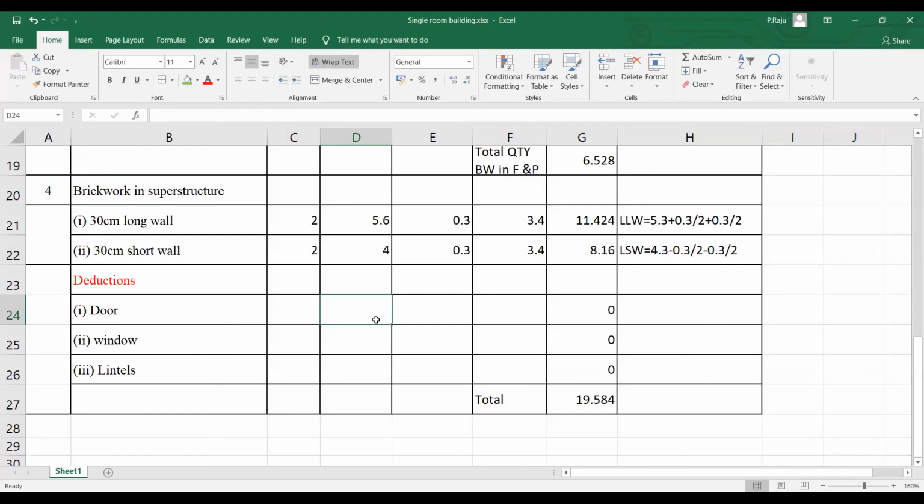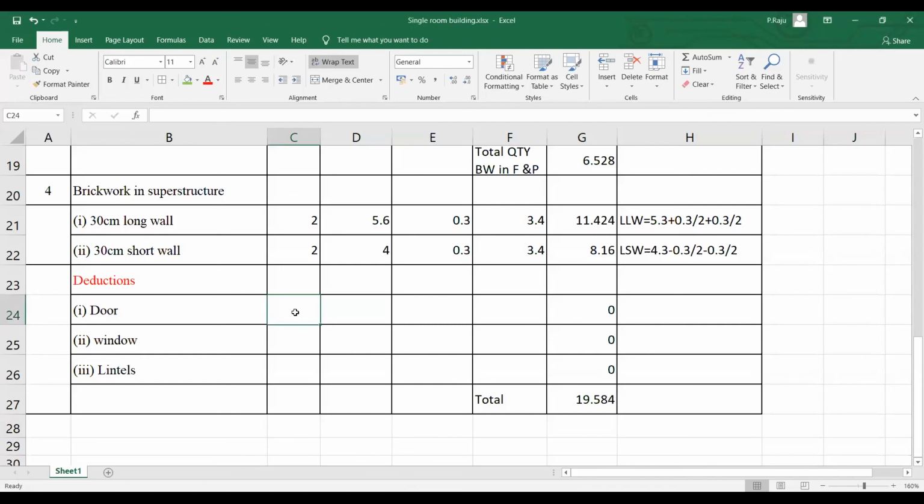Two numbers for long wall. Do we need to take long wall, short wall here or not? No, very good. So we don't need to take any long wall, short wall here, because we are not doing the central line part here. We are taking doors, windows, those are all in numbers. So we need not take that.